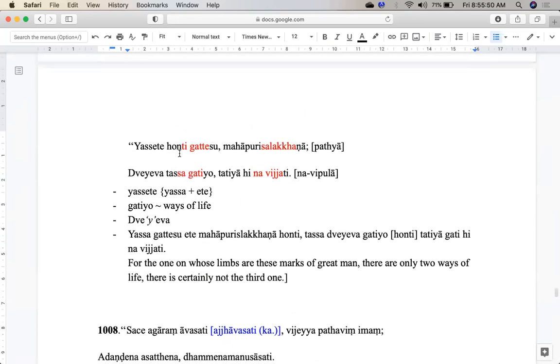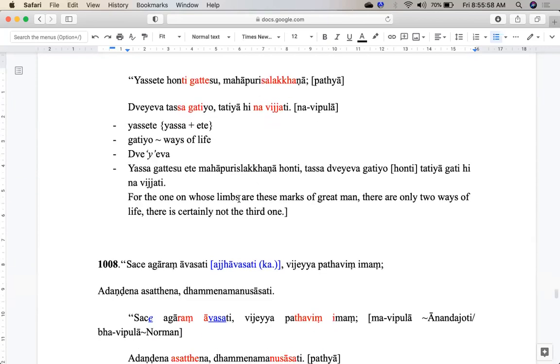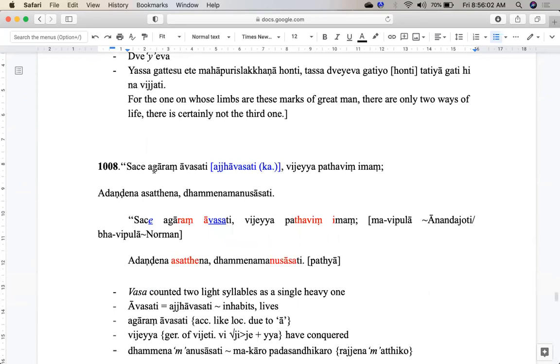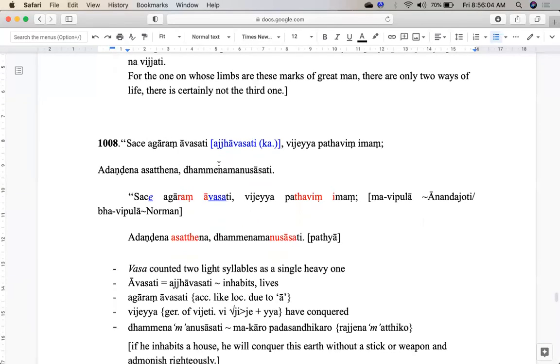So in the 1007th stanza, dveva gatiyo. So for him there are only two ways of life. The first one is if he stays in the house, he will conquer this earth without stick and weapon, and he will govern righteously. That means universal monarch. If he stays in the house, he will be a universal monarch, a righteous king.